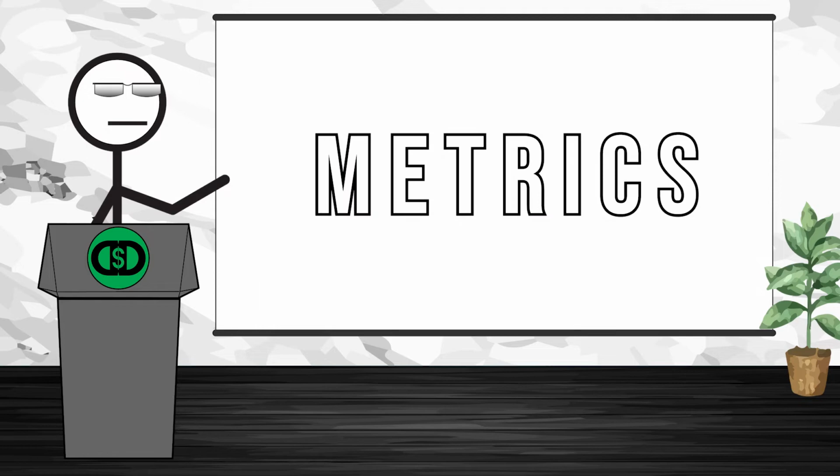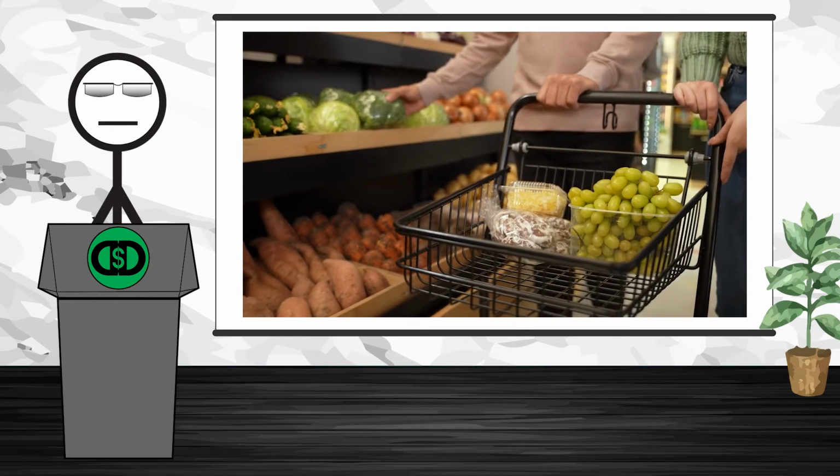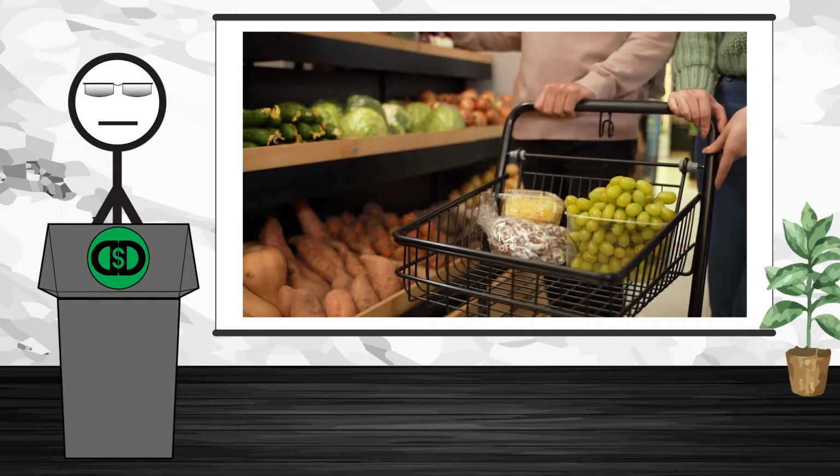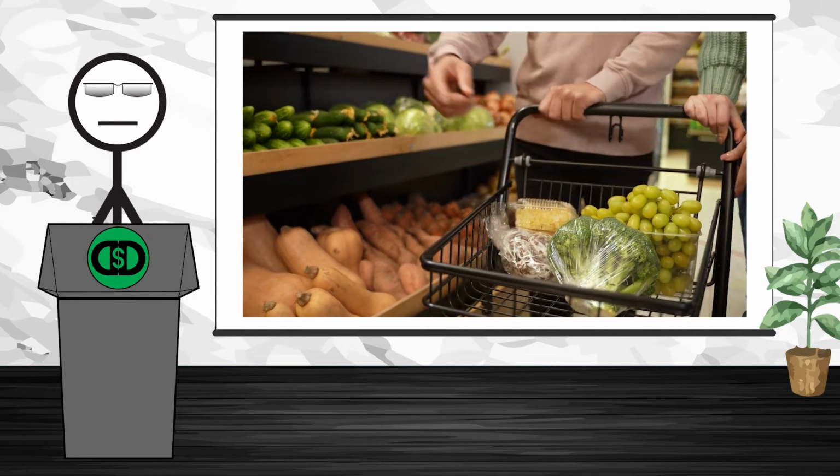Now let's get into some inflation metrics. First, we have consumer goods, or CPI, the end items we buy online and in stores. CPI tells us how much more the average person pays for goods and services.